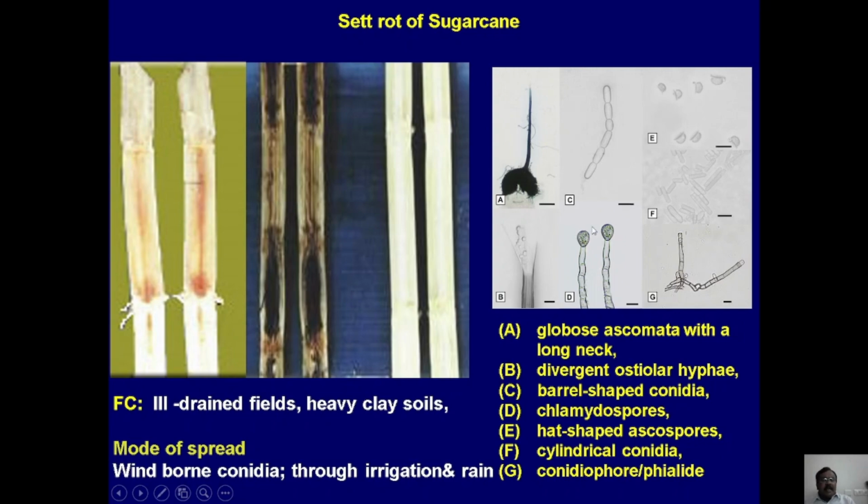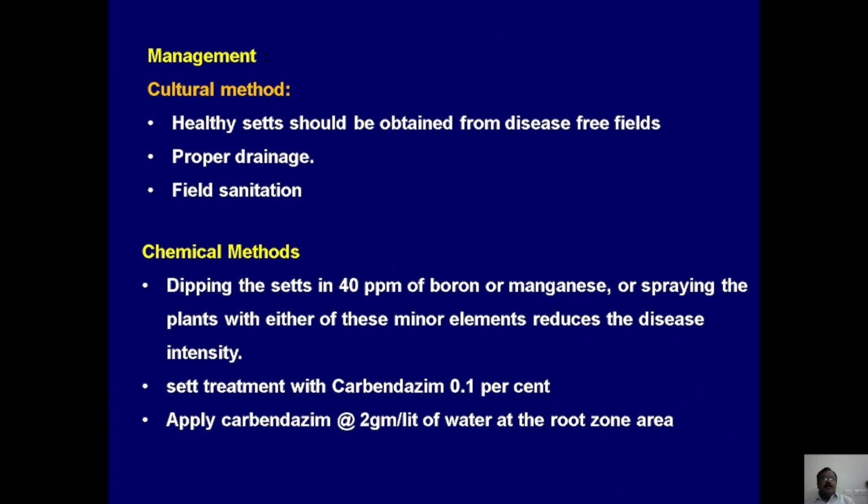In ill-drained fields or heavy clay soils where drainage is a problem, the disease will also be very severe. Wind-borne conidia, as well as spreading of conidia through irrigation and rainwater, help in spreading this disease. Use healthy seeds collected from a disease-free area and plant them in a field which has proper drainage and is completely sanitized.